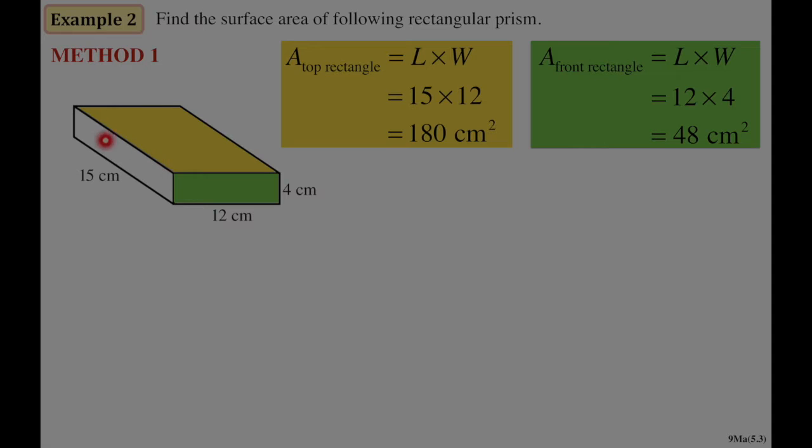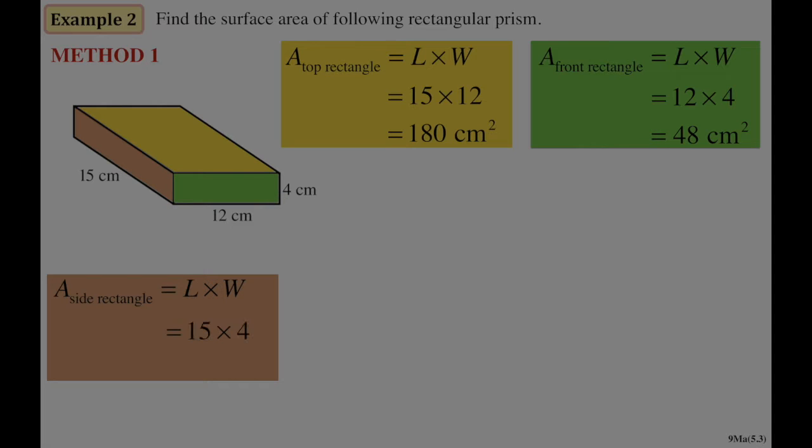Now there's one more rectangle here that I haven't dealt with that I can clearly see. So I'm going to call that the side rectangle just to give it a name. And because it's a rectangle, it's length times width. It's 15 centimetres in this direction. How high is it? It would be the same as that one there, so it's 4 centimetres high. So it would be 15 times 4, which is 60 centimetres squared.